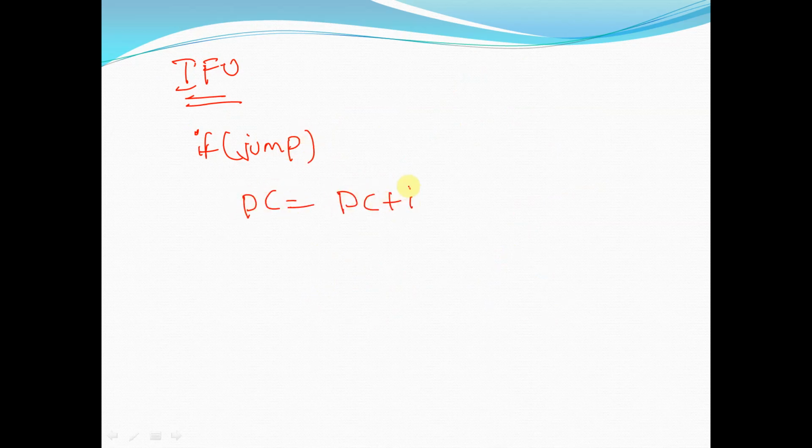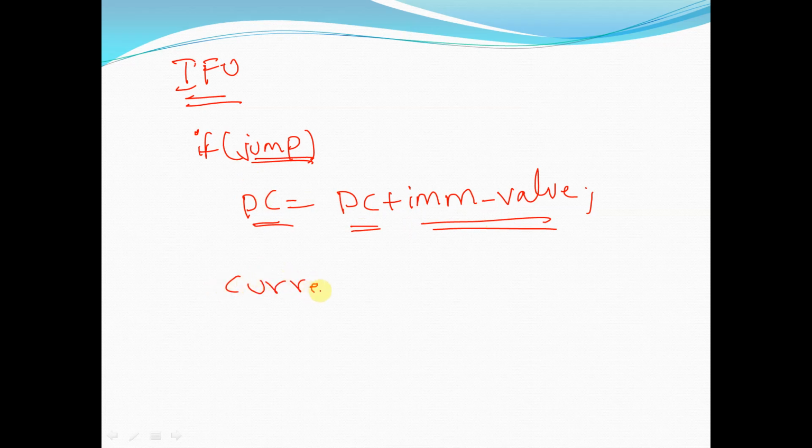So what happens in this IFU? By seeing this jump instruction, if jump, then the program counter will be incremented by the immediate value which is provided in the instruction itself. Okay, I've shown that, right, how to calculate that immediate value and how we are giving it. So accordingly, if there is a jump instruction, the program counter will increment by the immediate value, and the previous value of the program counter is stored in current PC, as I have shown. So current PC is equal to current PC only.